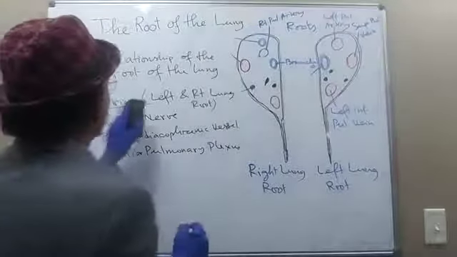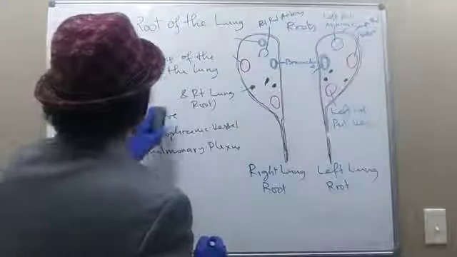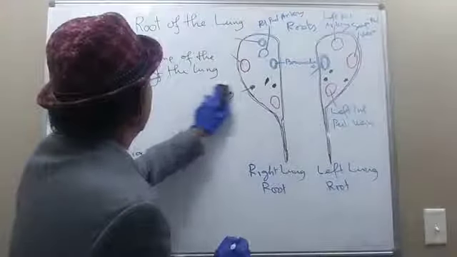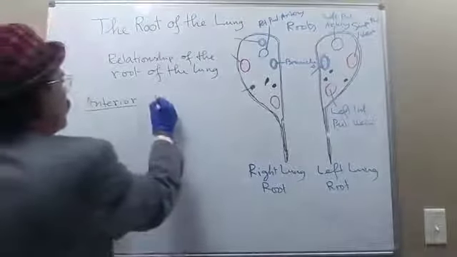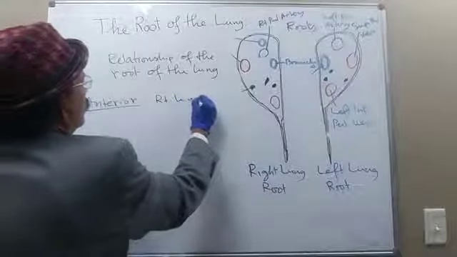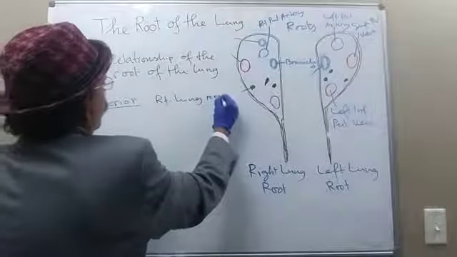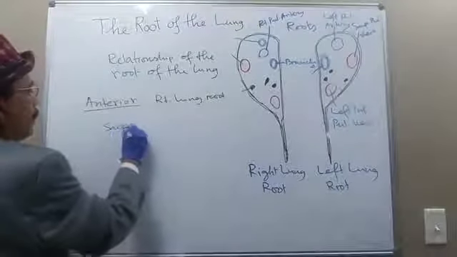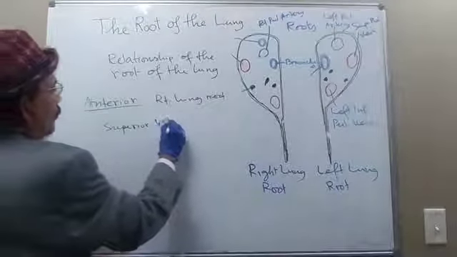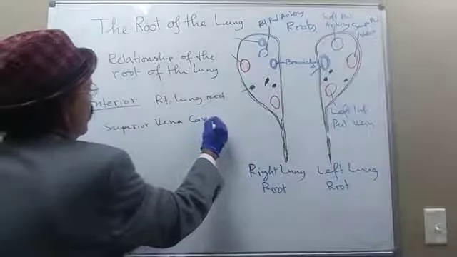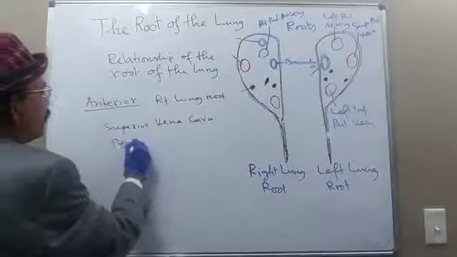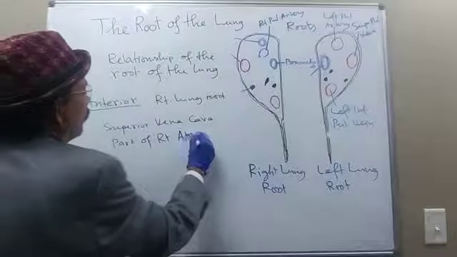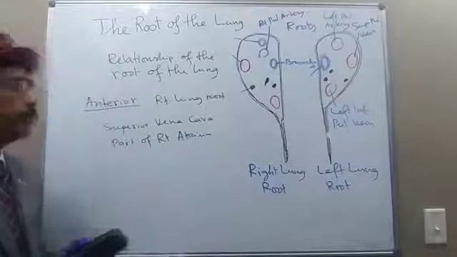Anteriorly, in case of right lung, we have another two relationships. Okay, we have to know that. In case of right lung, anteriorly, right lung root, we have also the superior vena cava and part of the right atrium. We got the anterior relationship.